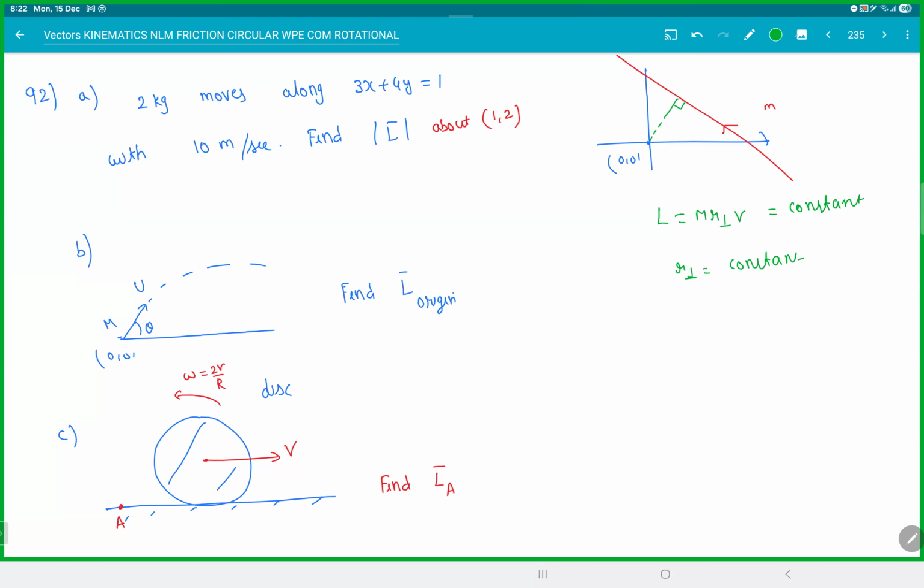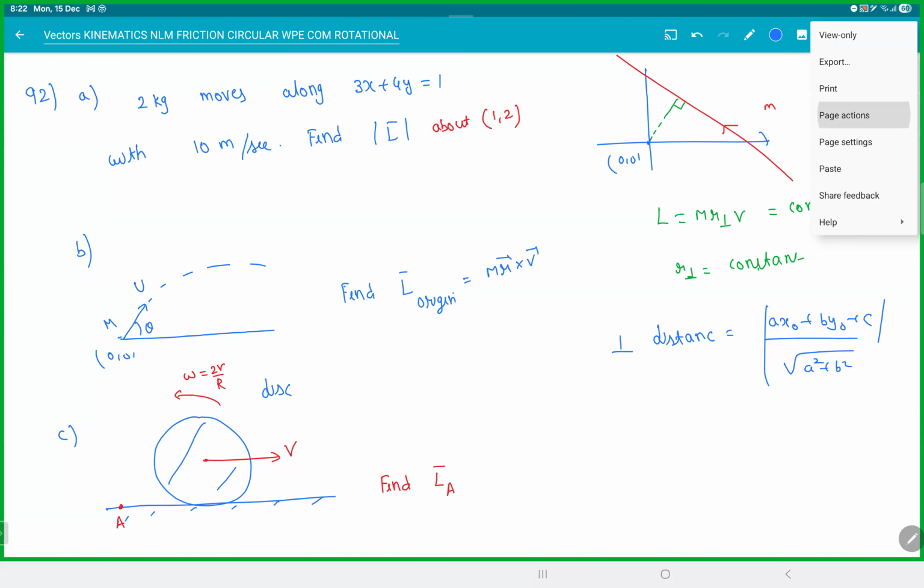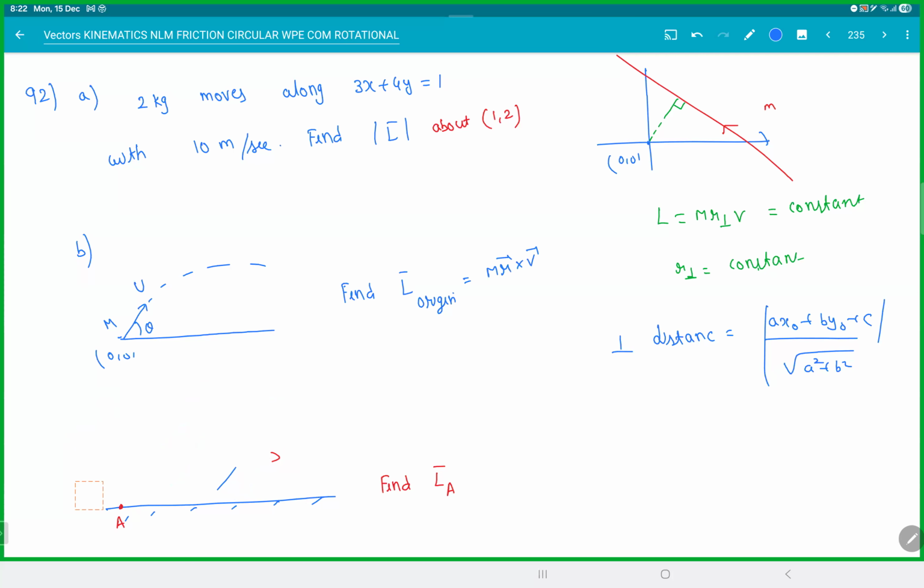So how do you find the perpendicular distance? You know how to find the perpendicular distance from a line. Perpendicular distance will be (a x naught plus b y naught plus c) by root over a square plus b square. Use that formula, finish it off, you'll get the answer. What is the angular momentum about the origin? Again, same story, m r cross v. There are two ways to do this. You know r bar and v bar, you can do that. I think we have done this before, right? You can find r bar, v bar and finish it off, or there's a better way.